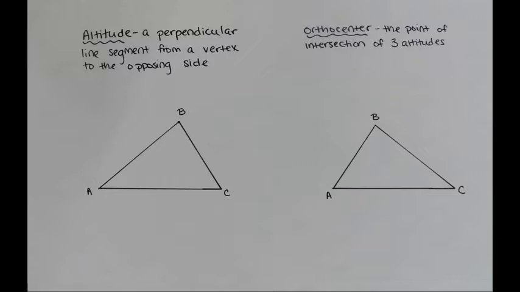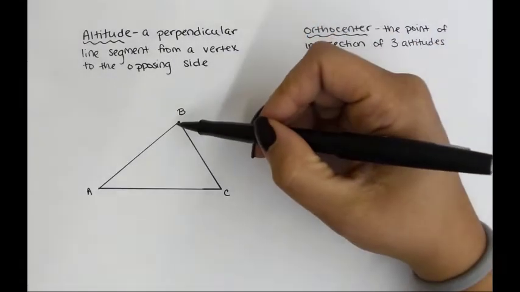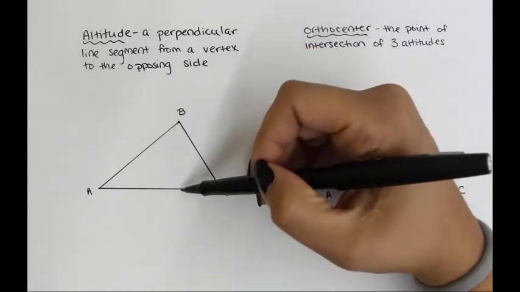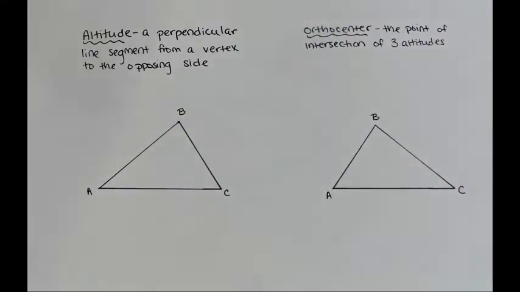Today we will be discussing how to construct an altitude and an orthocenter. An altitude is a perpendicular line segment from a vertex to the opposing side. Here we will be constructing the altitude from point B to the opposing side AC.